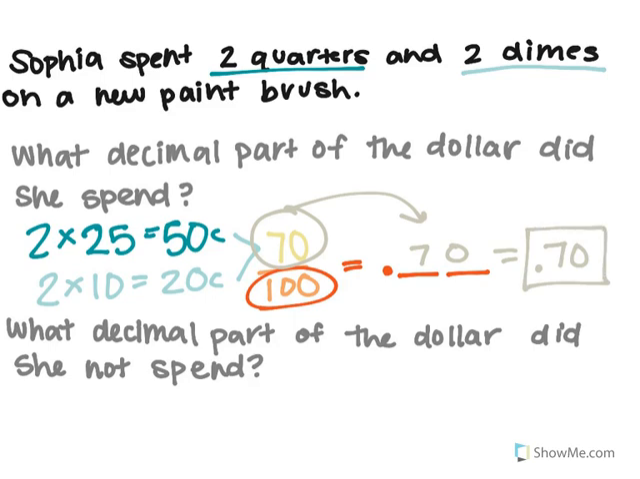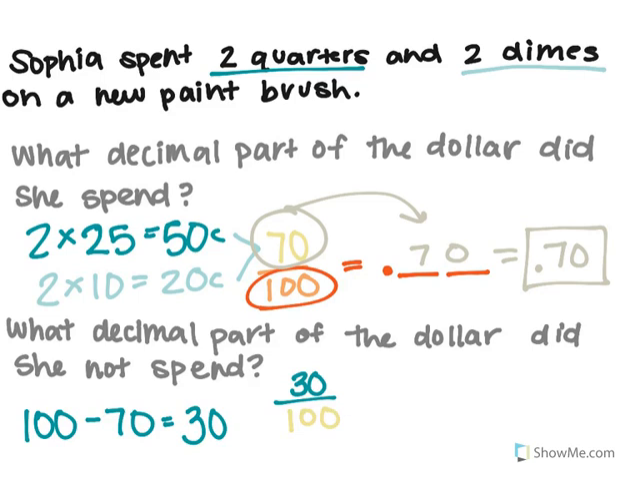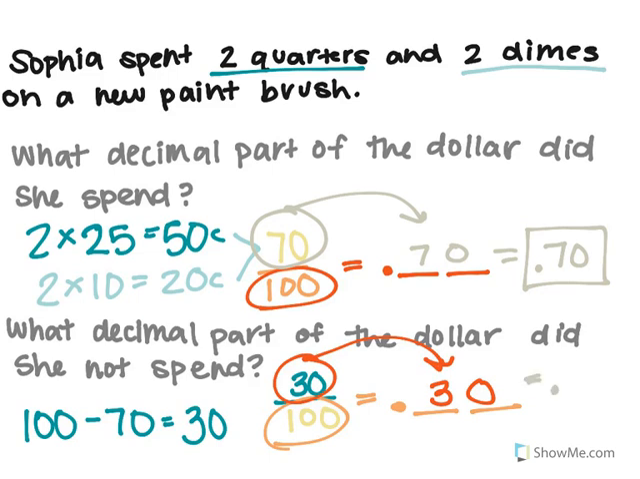Now it wants to know the part of the dollar that she did not spend. So to figure that out, I have to find the missing part. So I take my 100 cents, and we know she spent 70 of them, and that would give me 30. So this becomes my new numerator. My denominator stays 100. I know this is my place, so I put my decimal point, tenths, hundredths. I take my numerator, bring it over, write it on top. So it would equal 0.30 or 30 hundredths.